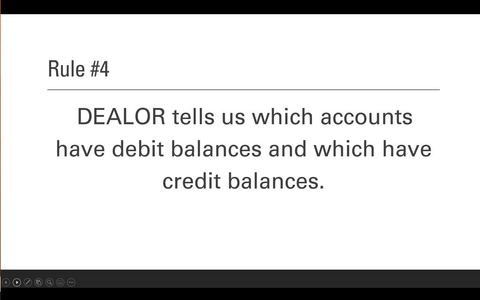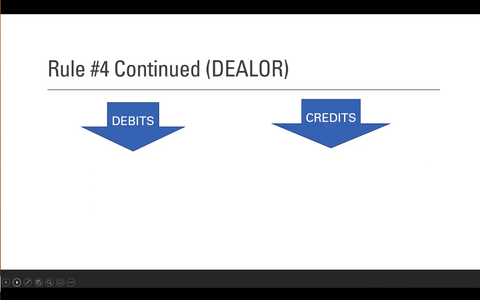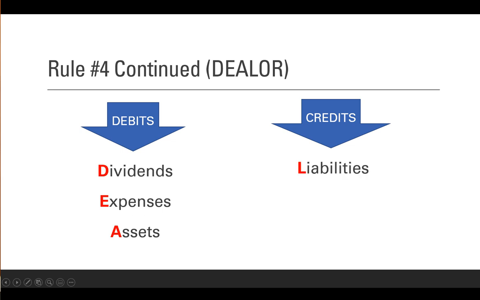Rule number 4, DEALER tells us which accounts have debit balances and which accounts have credit balances. So let's look at DEALER. Our debits: we start with D for dividends, E is expenses, and A is assets. Our credits: liabilities, owner's equity, and revenue.